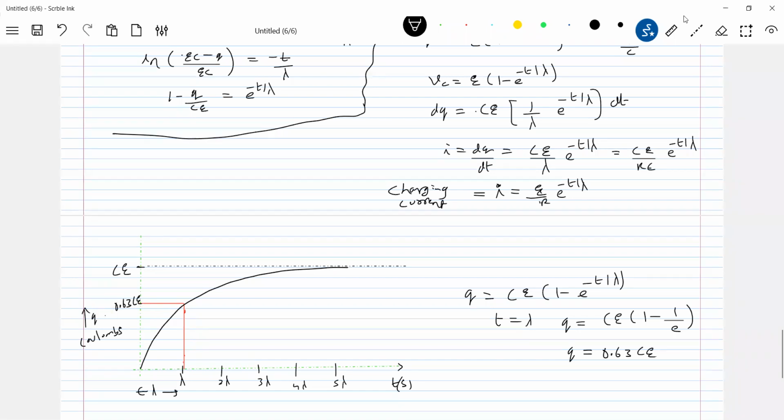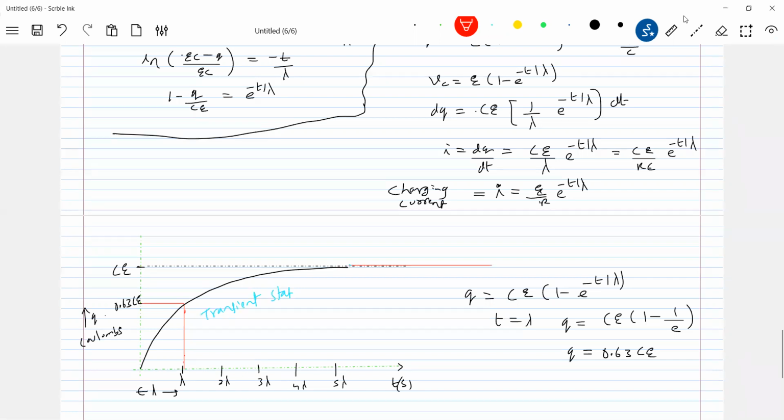So how to define the time constant of a circuit? It is the time taken by the RC circuit for the charge across the capacitor to become 63% of the final charge. It's called 1 lambda. This is something very important. So all of this is called the transient behavior. I'll write it. Transient state. After this comes what is called the steady state.